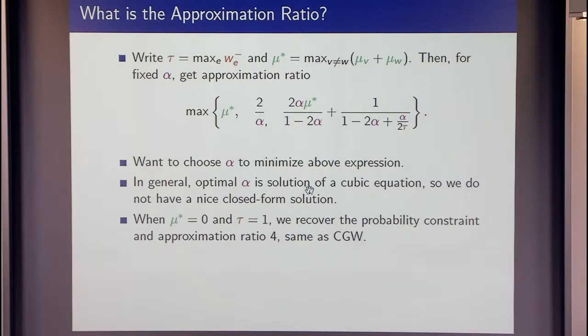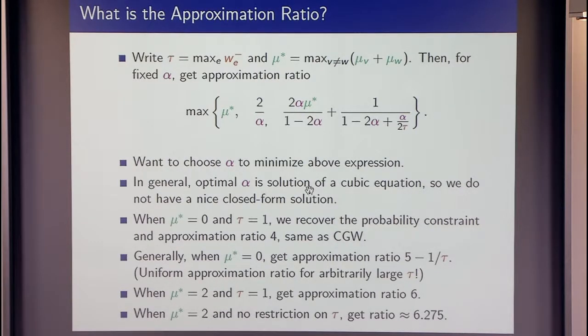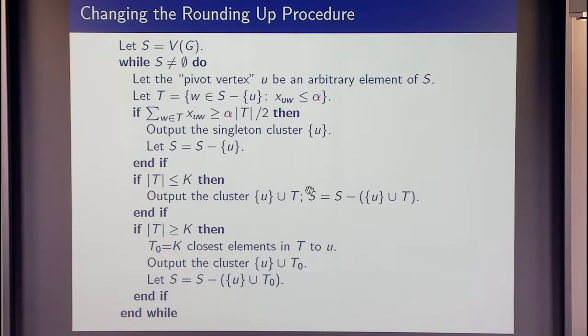I'll skip this, but it boils down to finding the solution for a cubic equation. And for some cases, the solution is fairly straightforward. For most of them, it's rather complicated, but it tells you that we can get a uniform approximation ratio, which depends on this parameter tau, which is tied up with the choice of alpha and the weights through this messy equation here. So let me go ahead, and these are the approximation ratios. They don't appear to be that good. It's 6 or 6.2.